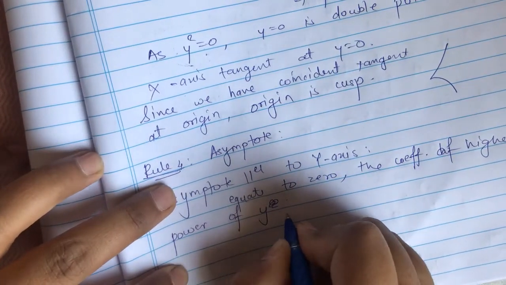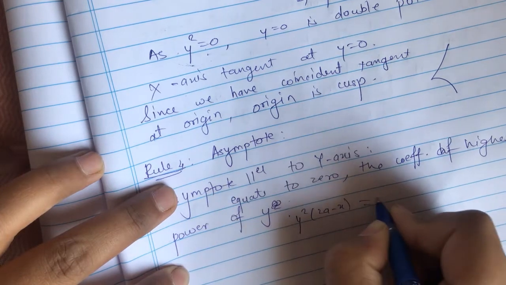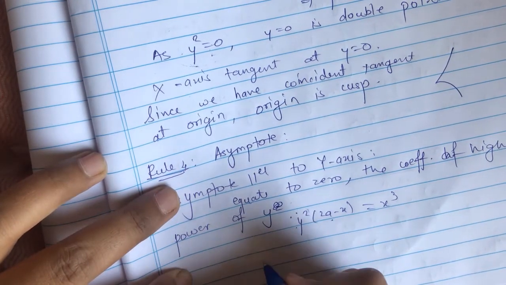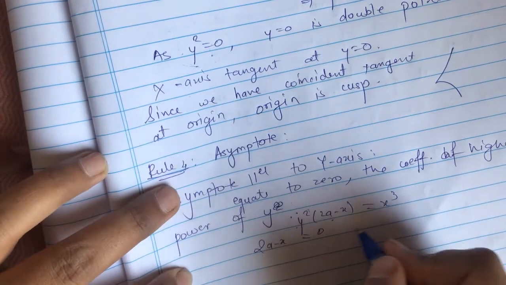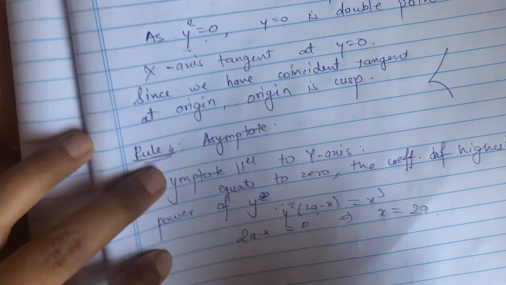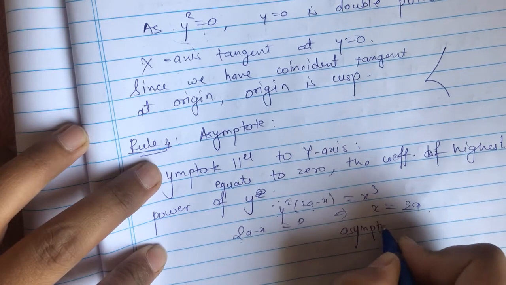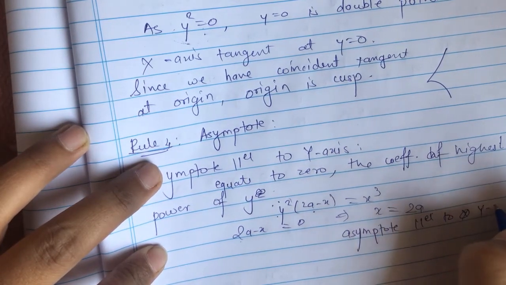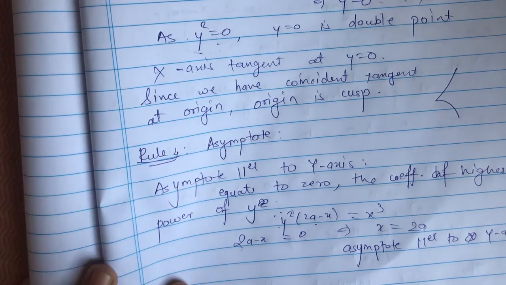So now, what is highest power of y in the given equation? The equation is y square into 2a minus x equal to x cube. So what is highest power of y? Y square. What is its coefficient? 2a minus x. So what we need to do? Equate it to 0. 2a minus x equal to 0, that is x is equal to 2a. So this is the asymptote parallel to y-axis.